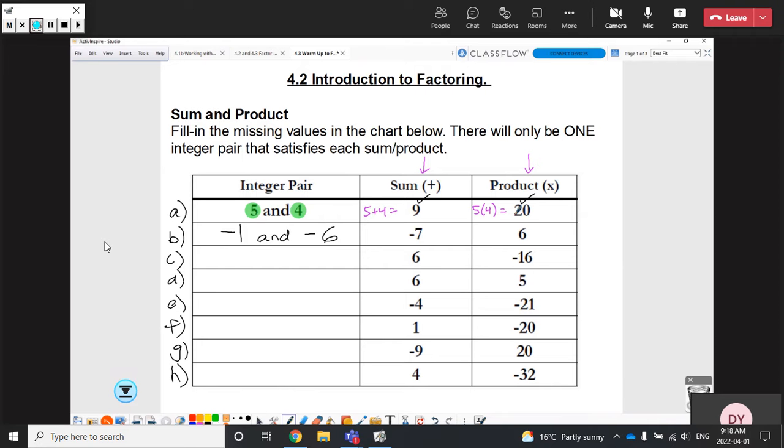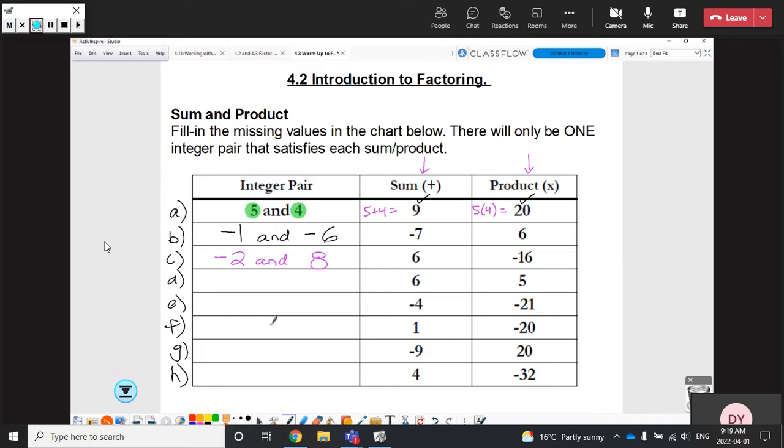So Ryder did B for us. How about C? Yeah, what do you got? Yeah, and does the order matter in which I write them? No. So we'll say -2 and +8. Yeah, 8 plus -2 is, yeah.